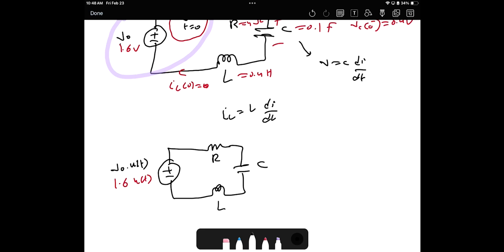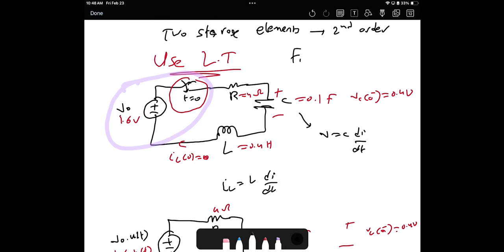So, how to find this? Basically, the resistor again is 4 ohms. Capacitor, 0.1 Farad. The initial value of VC at 0 is equal to 0.4 volts. That's given. And I of the inductor is equal to 0. And the inductor is 0.4 Henry here. Now, how can I solve this? Let's assume our target is to calculate I of t. Find I of t.